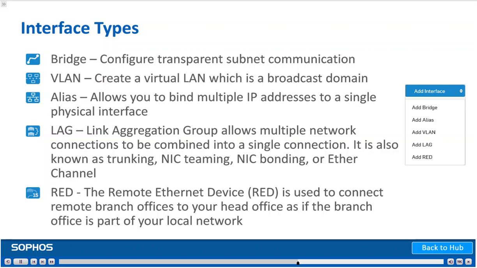A VLAN interface allows the administrator to create a virtual LAN interface on one of the existing XG interfaces, and is used when the XG device is required to perform inter-VLAN routing or tagging. An alias allows the adding of additional IP addresses to an existing interface. A LAG is a group of interfaces acting as one single connection, which can provide redundancy and increased speed between two devices. And the RED interface is used to configure and connect RED hardware devices back to the XG firewall.